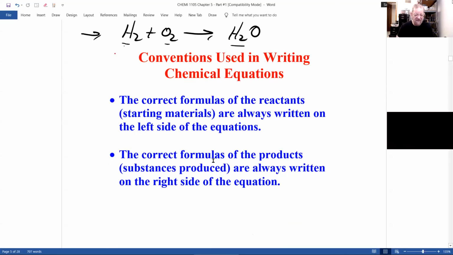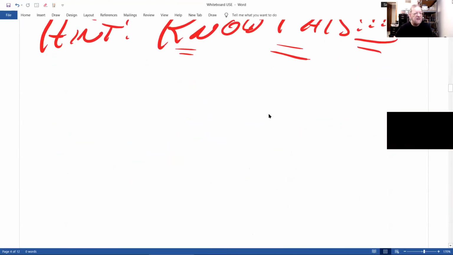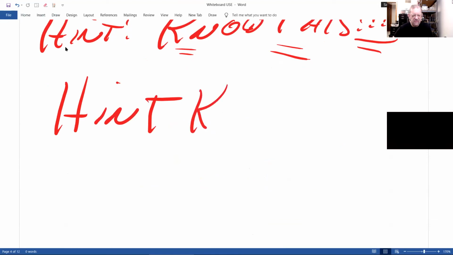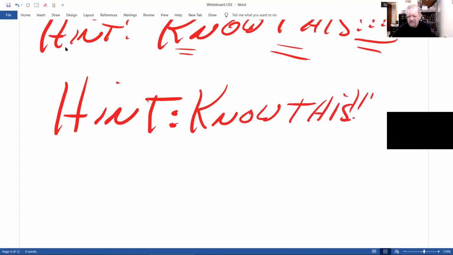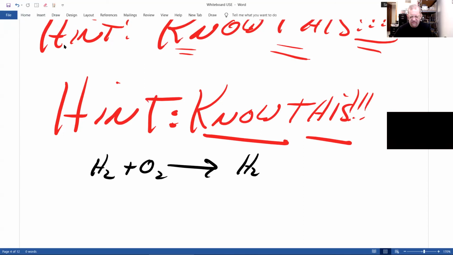Now, the correct formulas of the products are always written on the right, and the starting materials, also known as reactants, are on the left. Let me go through this. If we take our same chemical reaction, at the base of the arrow, these are called the reactants. Or if you only had one reactant, either reactant or reactants.